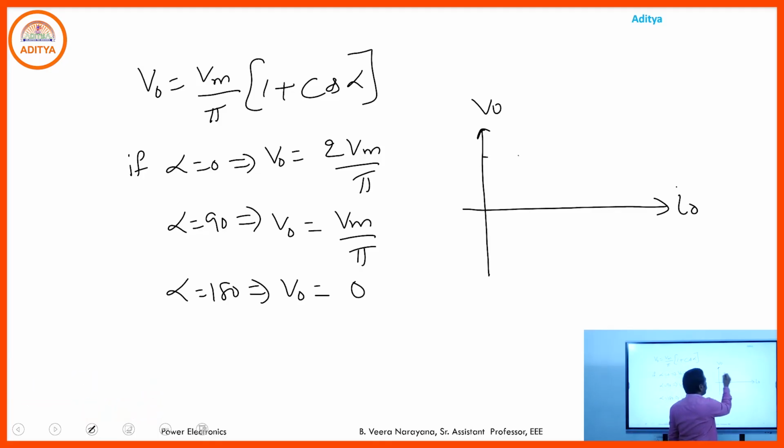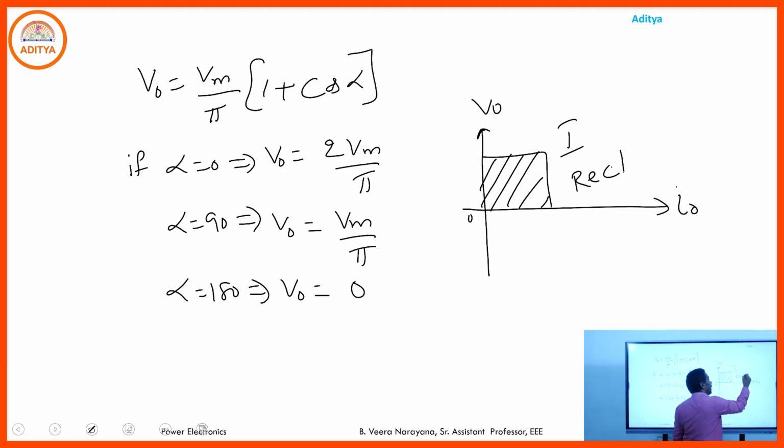So for the entire firing angle range, the output voltage is always positive and the output current is positive. So we are only able to collect the rectification. That is, first quadrant operation is able to be collected from the semi-converter. This is the main advantage of the semi-converter or half controlled converter.